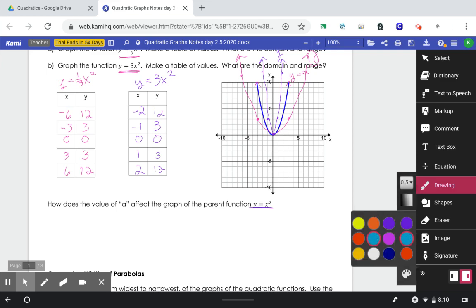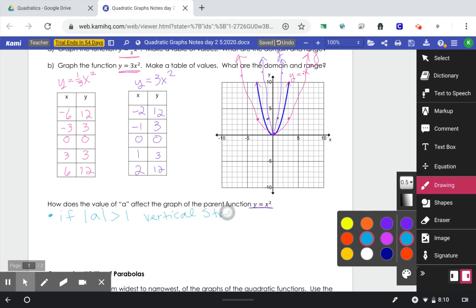Okay, so some points to remember from this is what I just said. We're looking at the absolute value, it can be positive or negative. Just think about the absolute value being greater than 1. So that was like the y equals 3x squared. What happened is we have what they call a vertical stretch, and it's going to become narrower than the parent function.